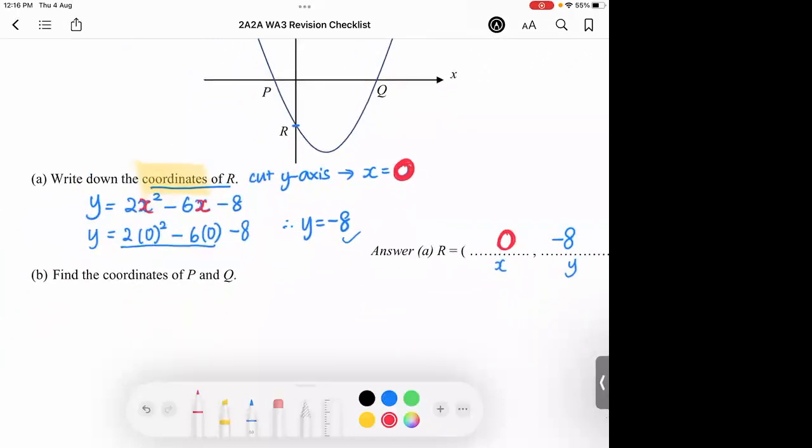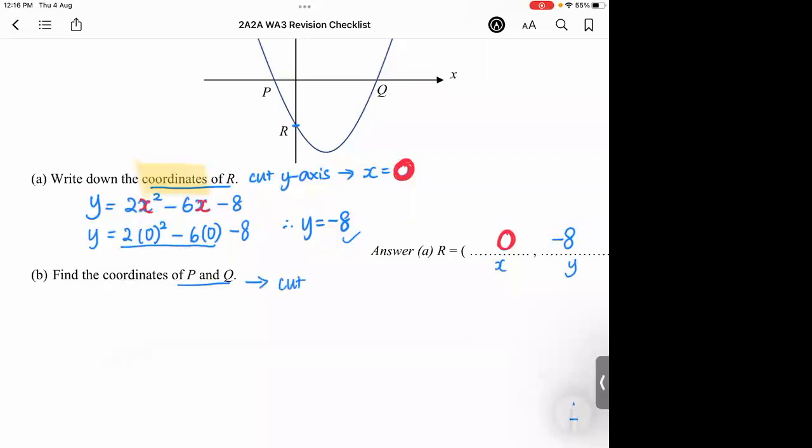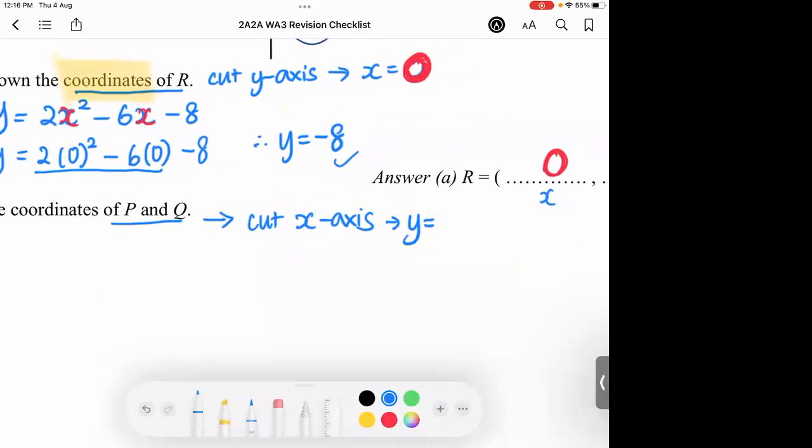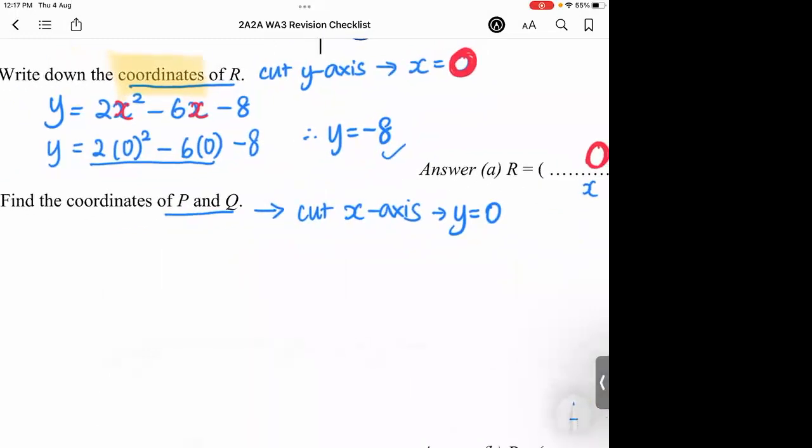Must know how to do this, okay? Next one, find the coordinates of Q. P and Q cut the x-axis. If we cut the x-axis, what happened? The y value is equal to 0. Now let's look at our equation. The y is 2x squared minus 6x minus 8. The y is equal to the value 0.